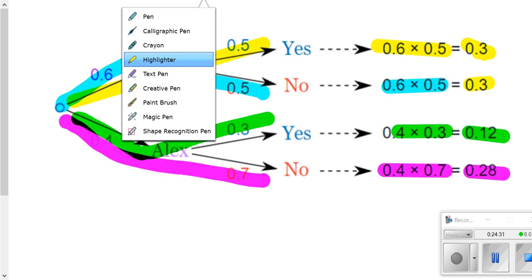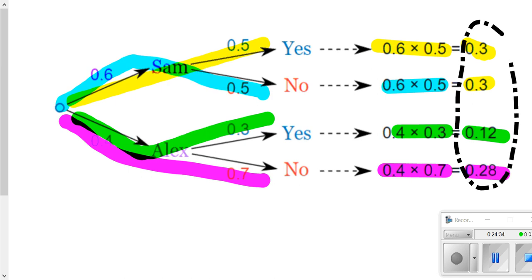Now, my question to you is, what should these numbers add up to?